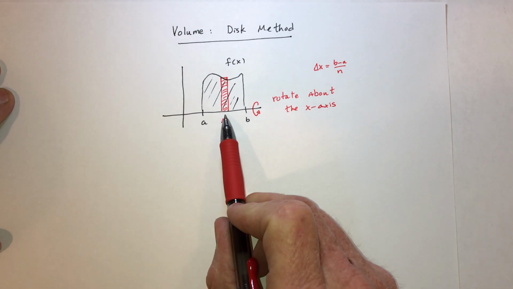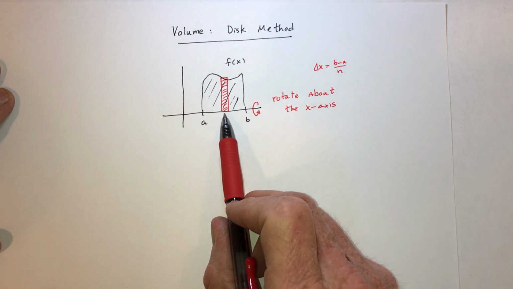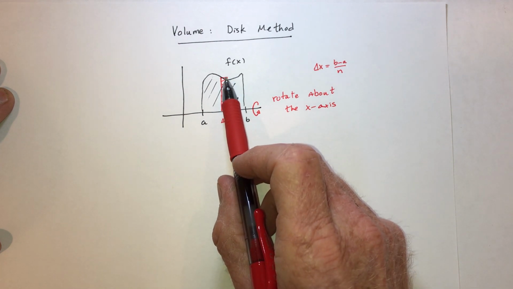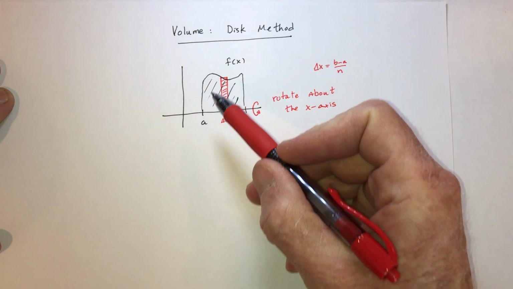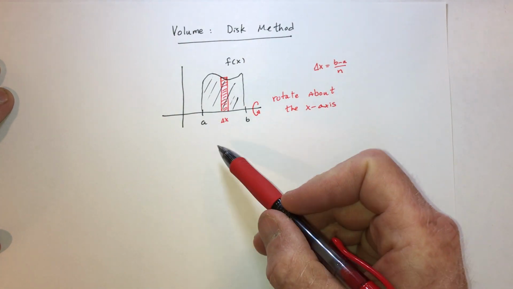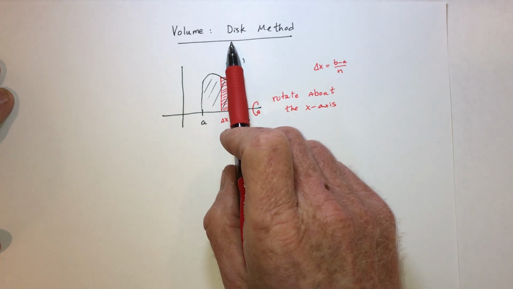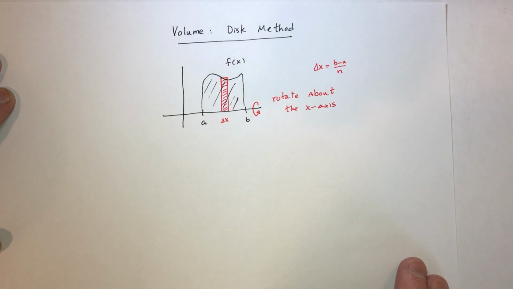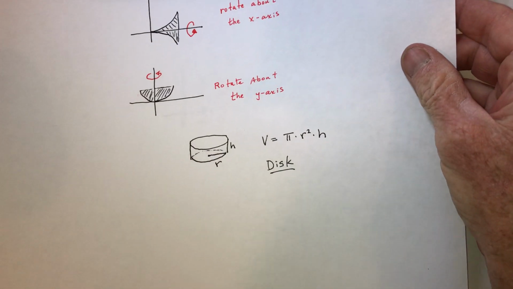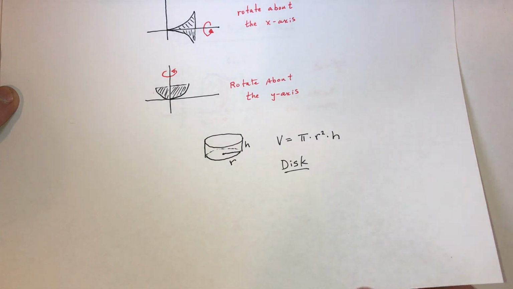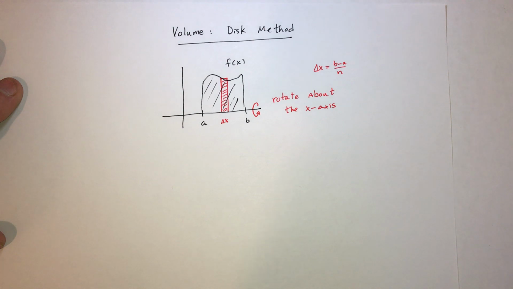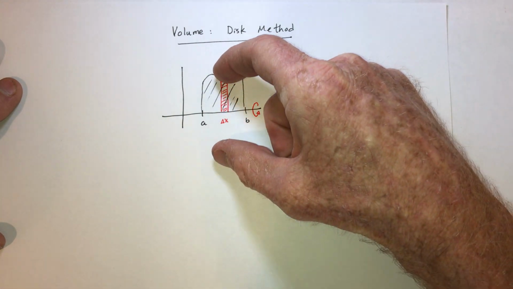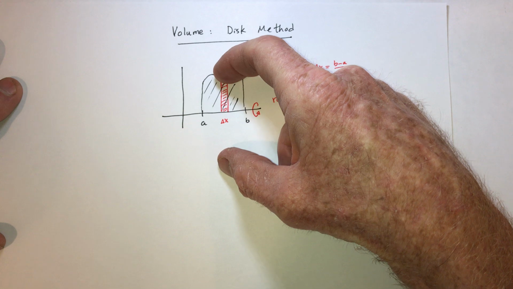So now, the width of this rectangle is delta x. The height of the rectangle is f of x. So when you take this rectangle and you rotate it around the x-axis, you know what kind of shape it makes? A disk. So with the disk that I just had, it was oriented this way. But the way that our disk is, it's actually oriented this way. So it's basically like if you took a quarter and you stood it up right there, that's what it would look like.